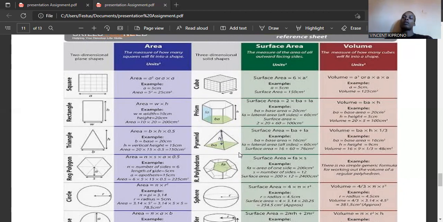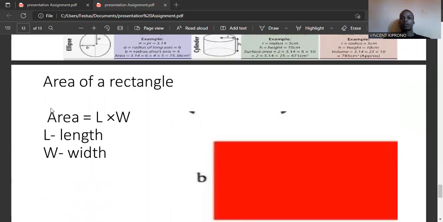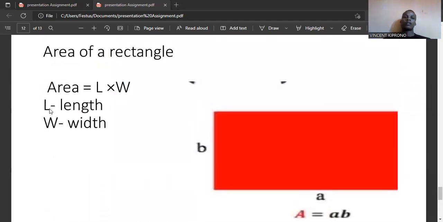We shall look at the example. Let's say our base area is 20 and our height is 5. That's 100 centimeters. Okay, up to that far, we can look at how to find area of solids. Let's start with the basic one.